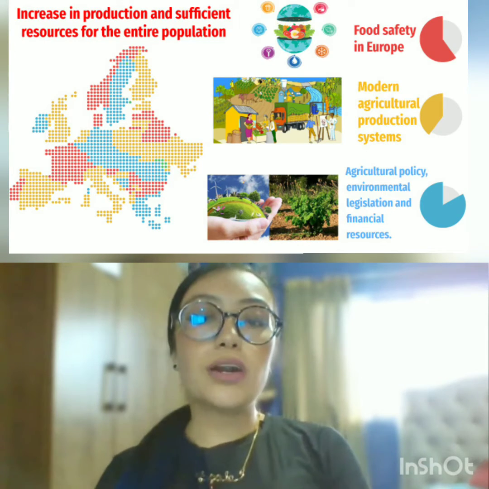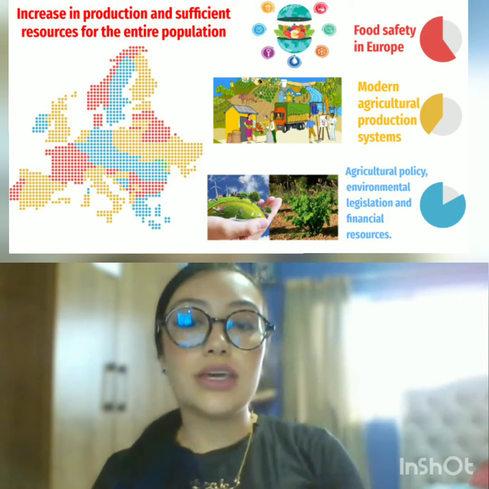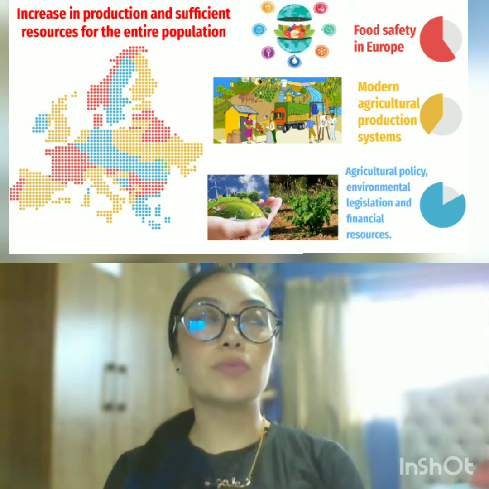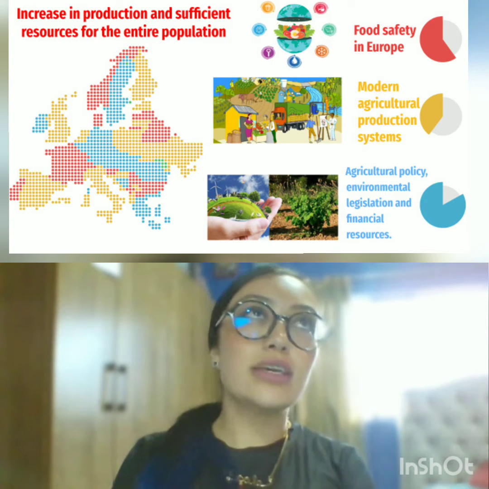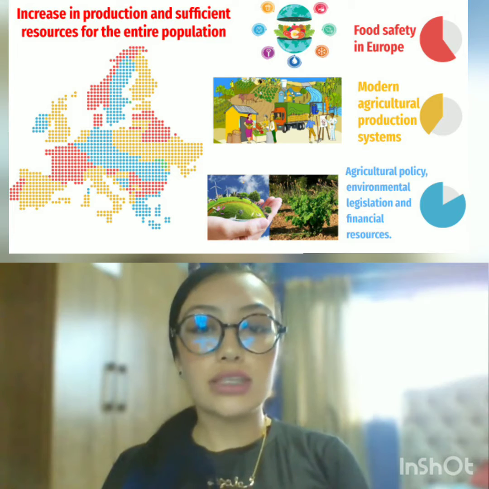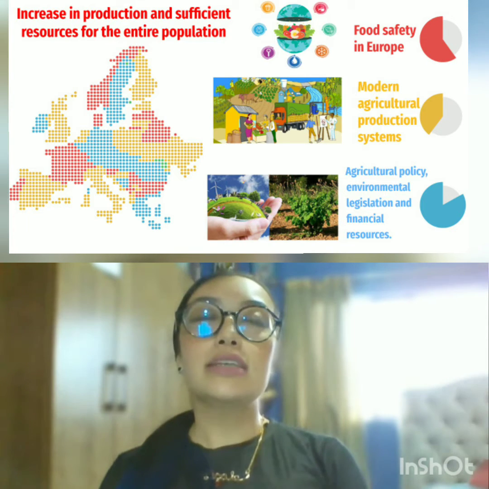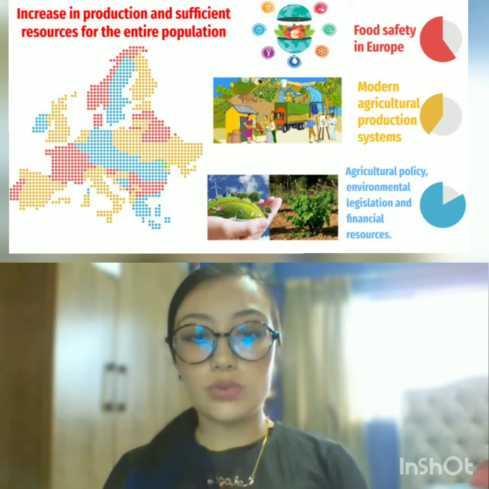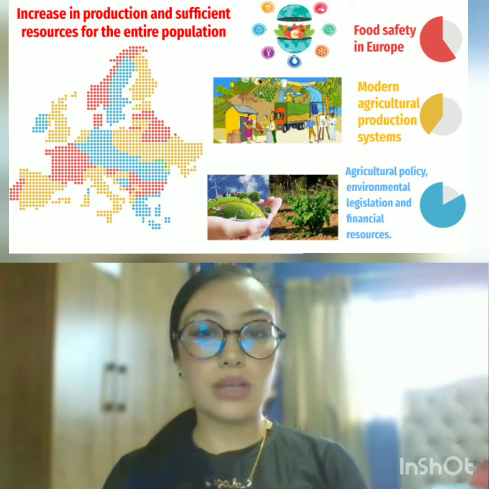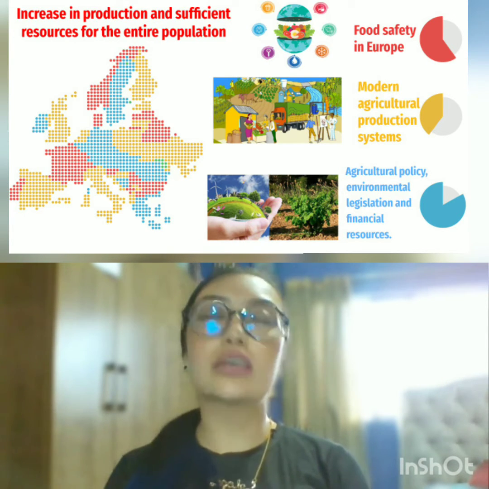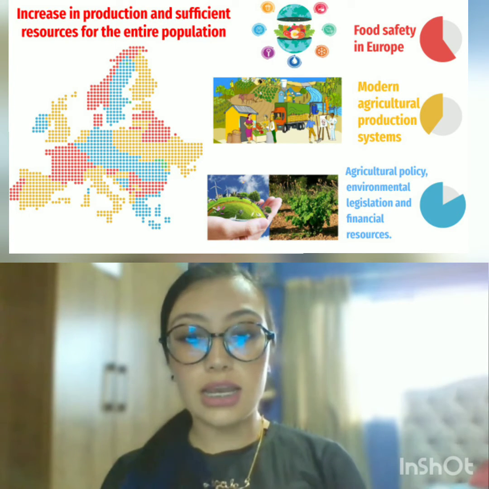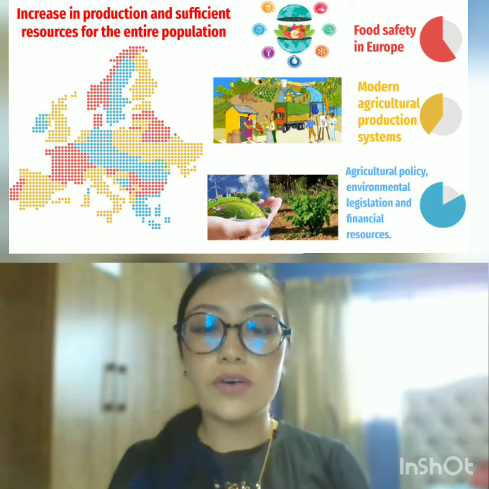The second part of this aspect is the increase in production and sufficient resources for the entire population. This aspect has three objectives. The first is food safety in Europe. This aspect talks about how they needed to rebuild the European continent and feed the population, which was facilitated by extraordinary technological tools for production.